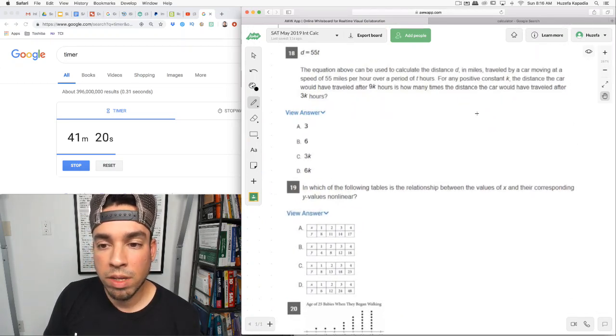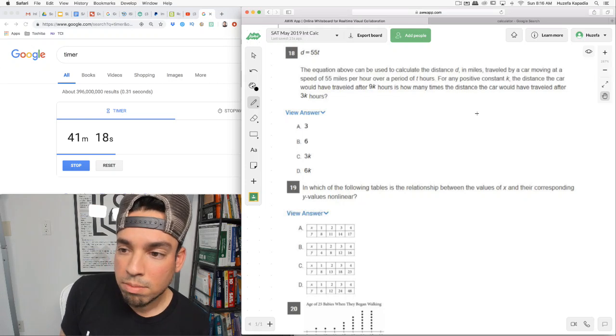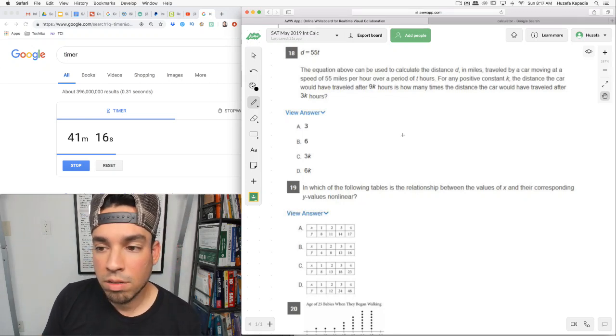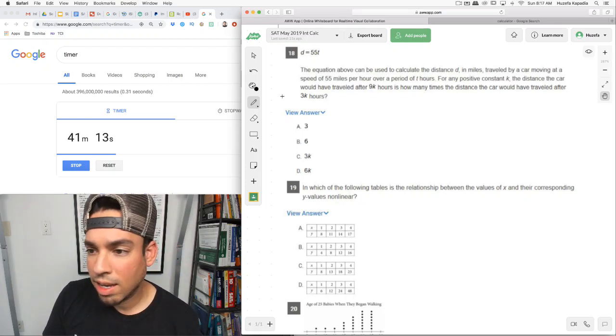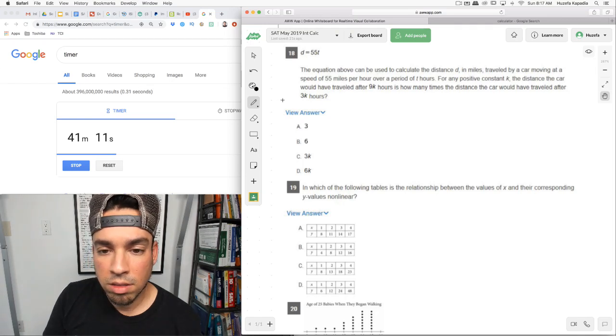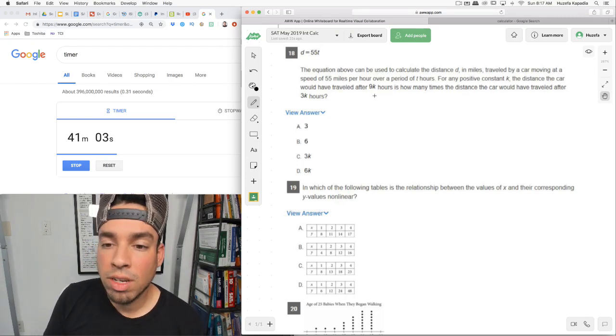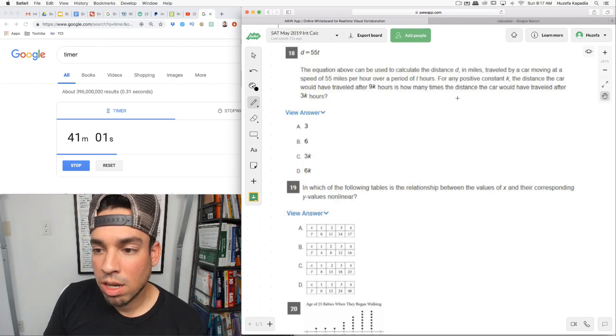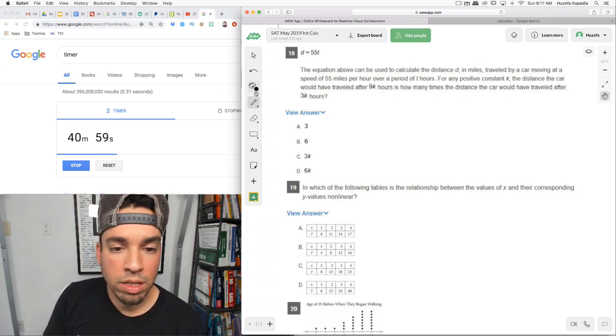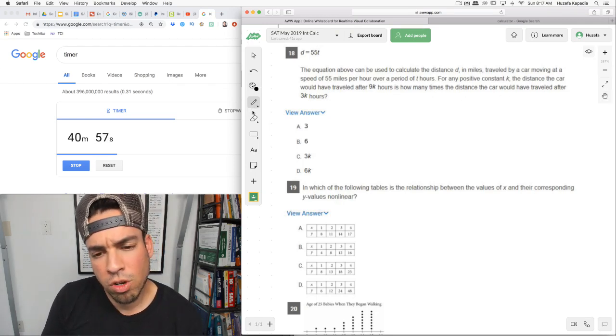The equation above can be used to calculate the distance in miles. Okay, for any positive constant k, all right, I should probably read this actually. Travel by a car moving at a speed of 55. For any positive constant k, the distance the car would have traveled after 9k hours is how many times the distance the car would have traveled in 3k hours? All right. It's triple.